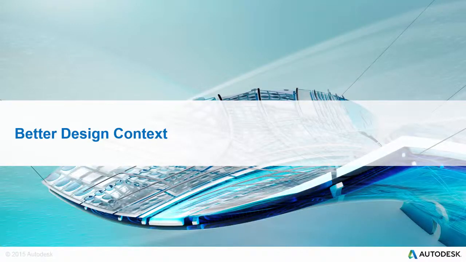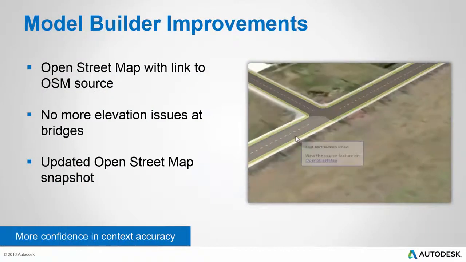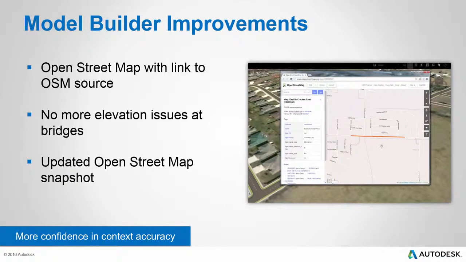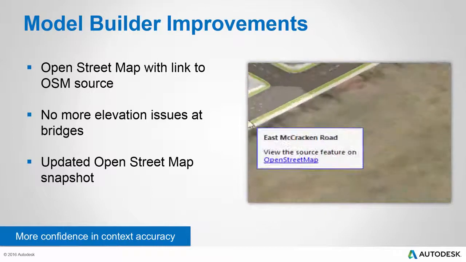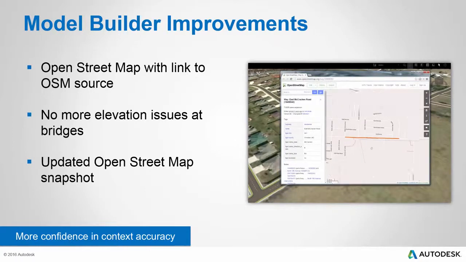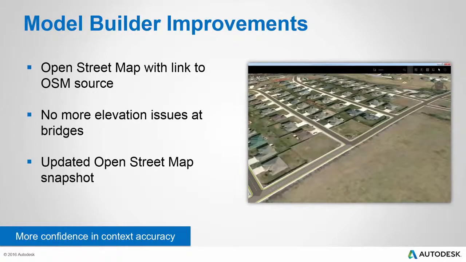Another area of improvement in this latest release of InfraWorks 360 is the ability to create better design context. Let's talk next about some Model Builder improvements. The first thing you'll notice is that when you open a model that's been created with Model Builder and you hover over one of the road features, let's say, the tooltip that comes up will include a link to the OpenStreetMap source data. This gives you additional information about the data, where it came from, and when it was last updated. You'll also find better results around bridges. And finally, you'll notice that the result that you get from Model Builder is more current, more up-to-date, and more representative of what's out there in the field.